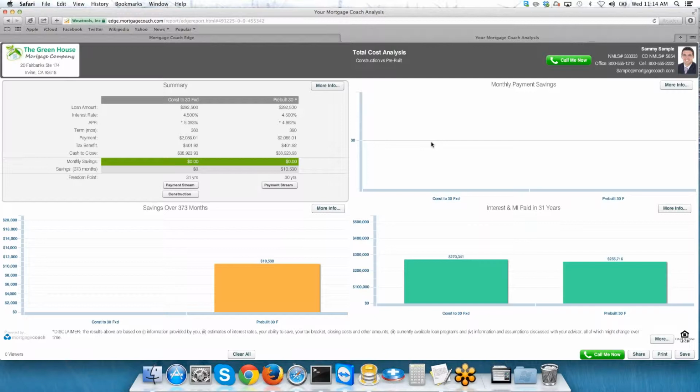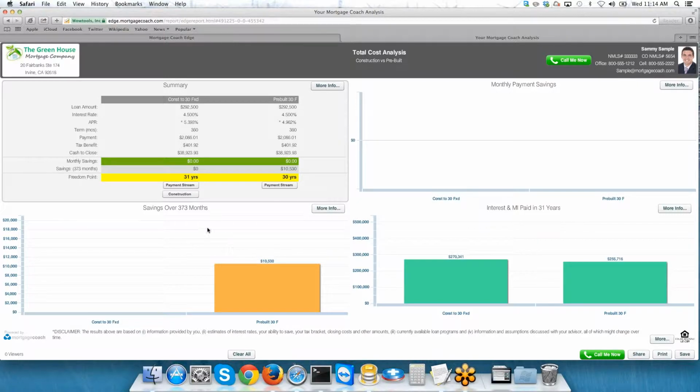Now, when we look at how these are compared down the line, the mortgages themselves are going to have identical payments. So we're going to have an empty graph, which is okay. That's exactly what we should see. But if we look at the short and long-term areas, you notice I've pushed these out to the end of the term. You see the freedom point on the construction mortgage is 31 years versus the pre-built is only 30 years. That's because we have a year-long construction period at the very beginning.